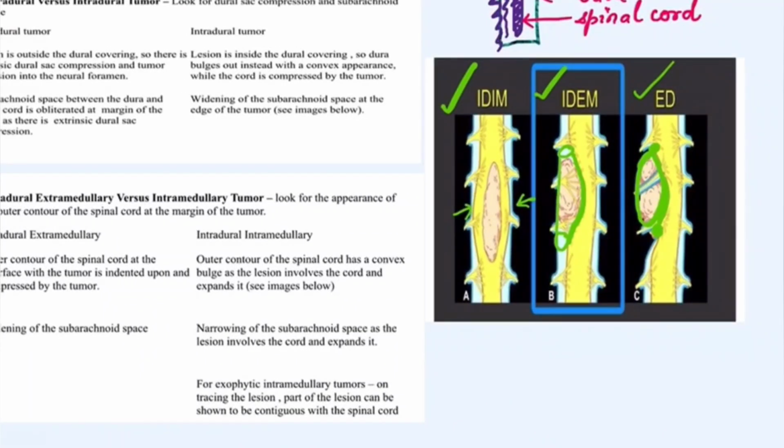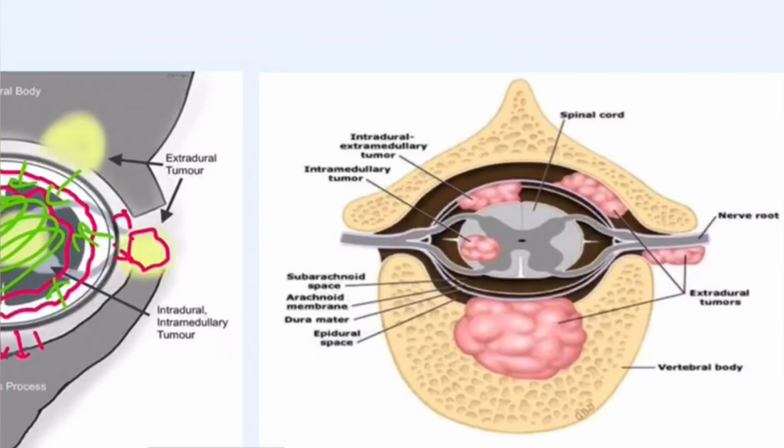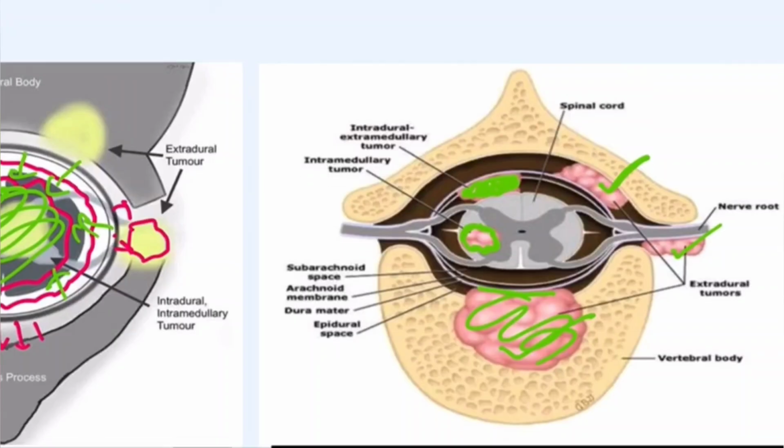So these are the three categories of spinal tumors. Now let's look at one example also. This is involving the spinal cord, so this is intramedullary. Now see this tumor, this is within the dura but outside the spinal cord, so this is intradural extramedullary. Whatever is outside this dura mater is epidural, like involving the vertebral body, within the epidural space or along the neural foramina. So all these are extradural tumors.